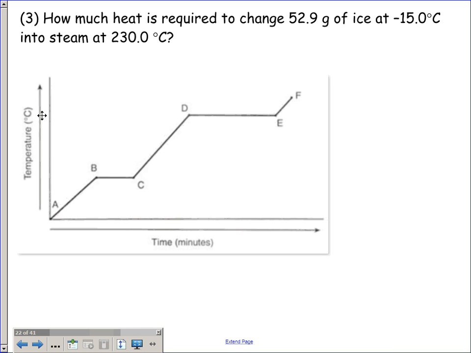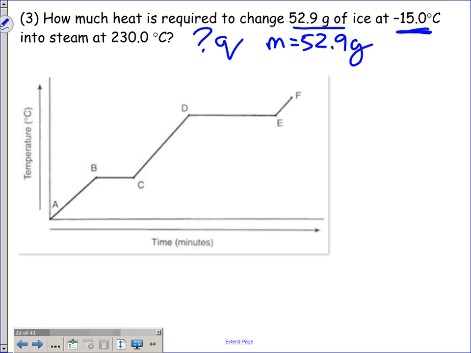So the question is, first, how much heat is required? So we're looking for Q. How much heat is required to change? And I see this number, and that to me says mass, right? So mass is equal to 52.9 grams. And then it says of ice. Well, ice is not liquid water. Ice is a special form of water. It's starting off at negative 15 degrees Celsius, and it's going to go all the way from ice, take a journey all the way to steam. So we not only have temperature changes, but we have phase changes as well.